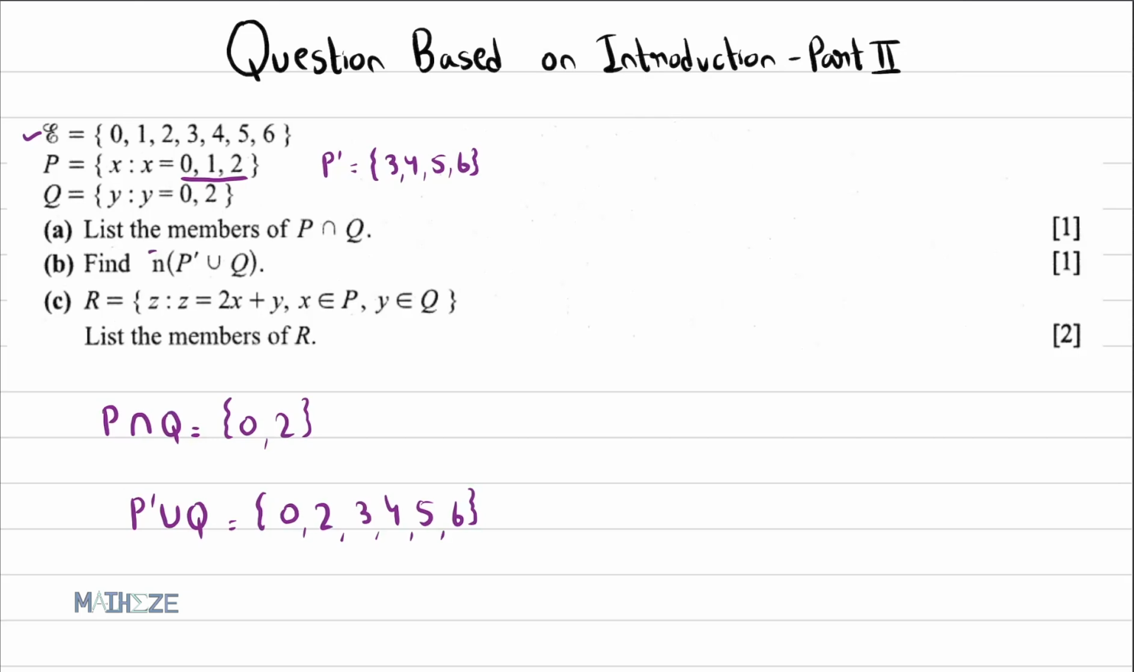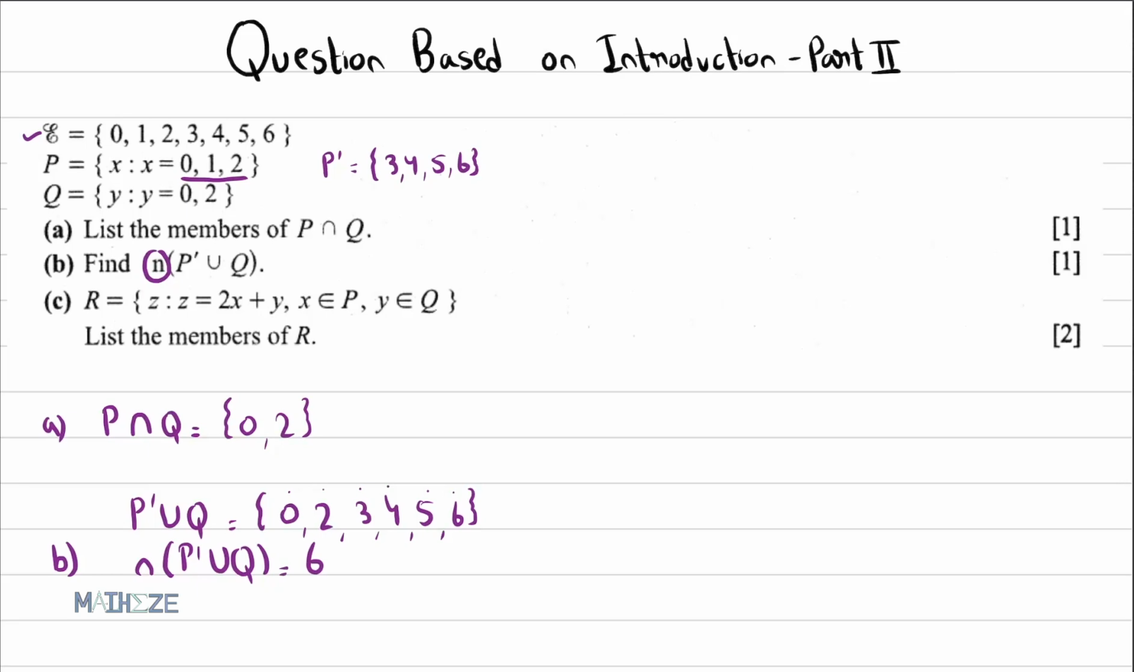No, because the question is saying find n of P complement union Q. N means number of elements. How many elements are there? 1, 2, 3, 4, 5, 6. So my answer is 6. Do you get part A and part B?